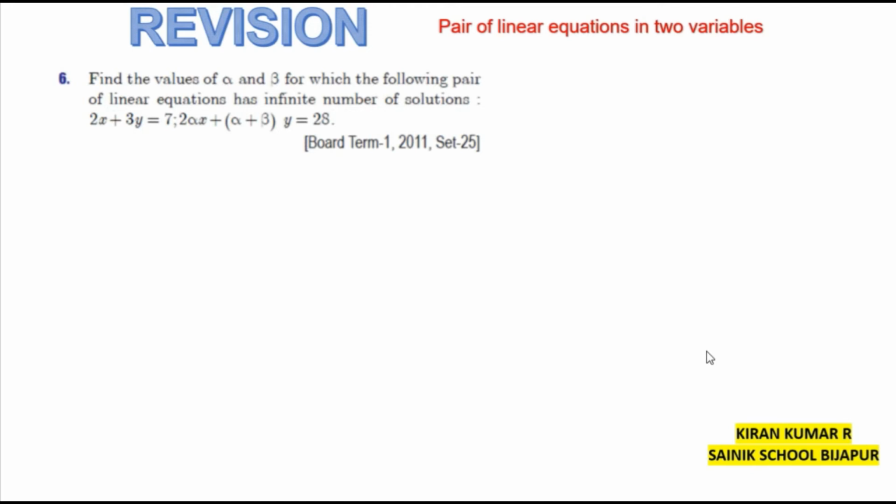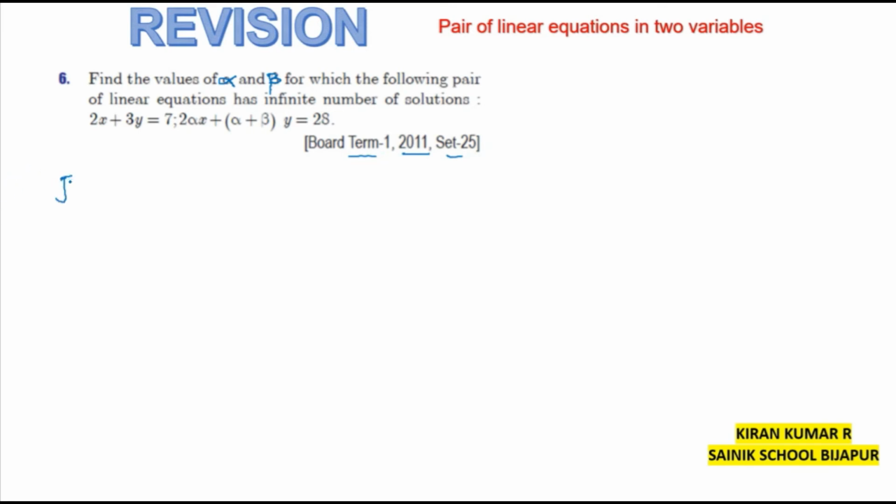Question number 6. Find the values of alpha and beta. This is alpha and this is beta, for which the following pair of linear equations has infinite number of solutions. The two equations are given. This question is also one of the important question. It was asked in 2011 board examination, set 25.